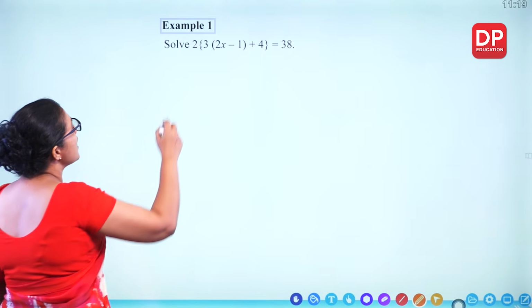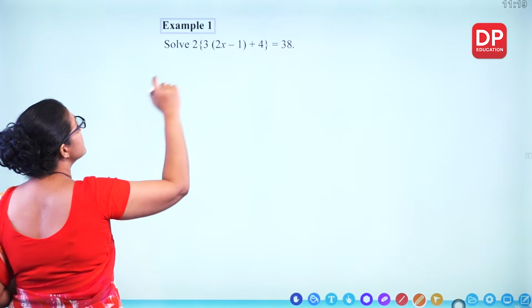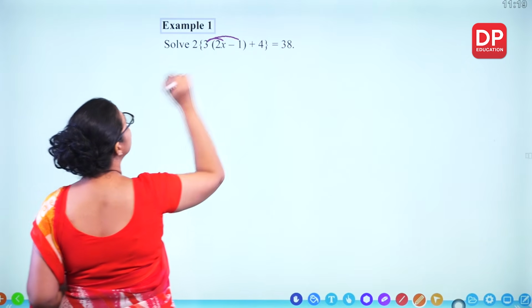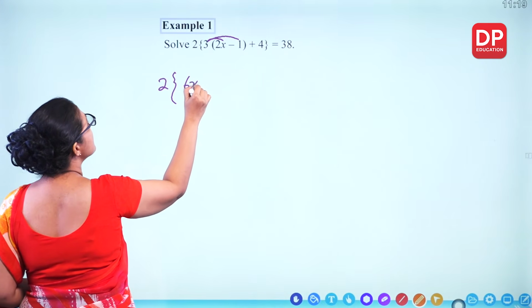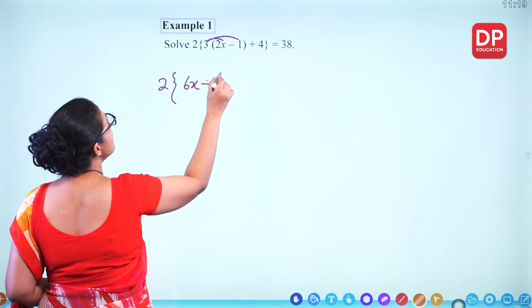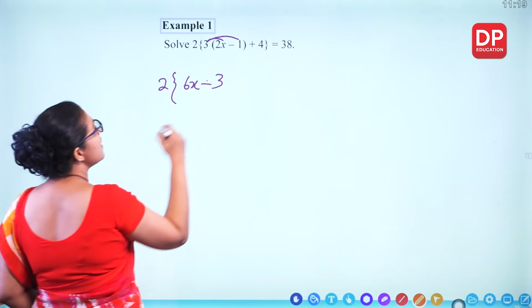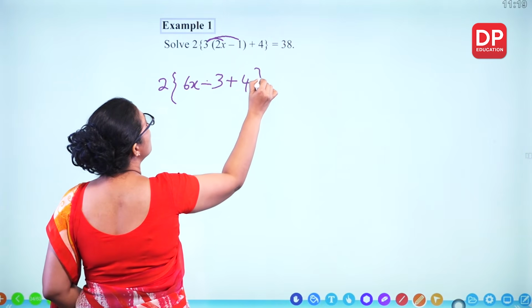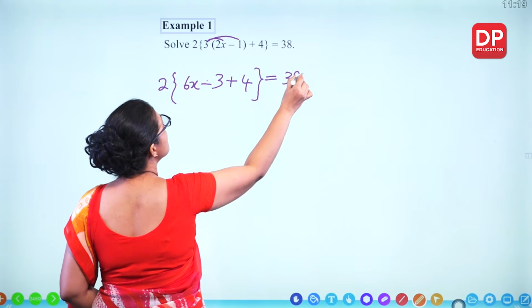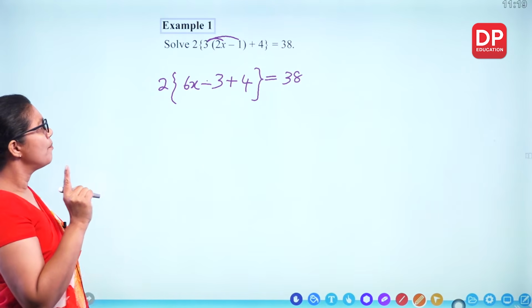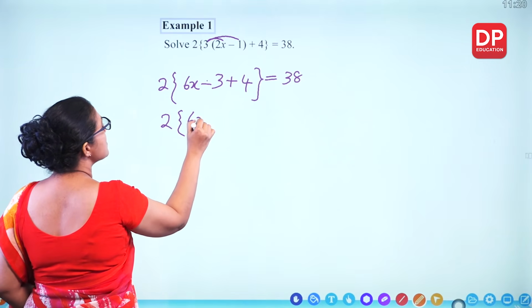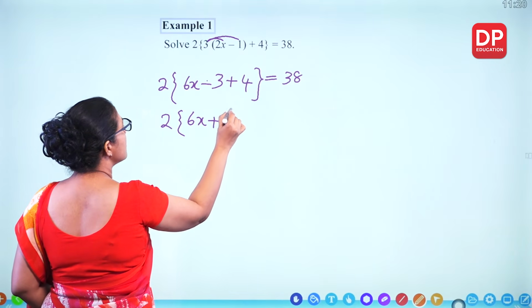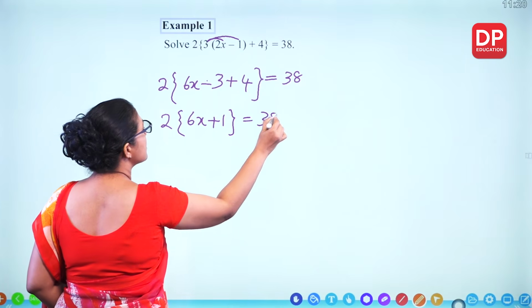Example number 1. You have to first expand the innermost brackets. So here, this one. 2 is there. 3 times 2x, that's 6x. 3 times 1, that's 3. So you get minus 3 plus 4. Now think about this one. First simplify inside brackets. 6x plus 1 equals 38.